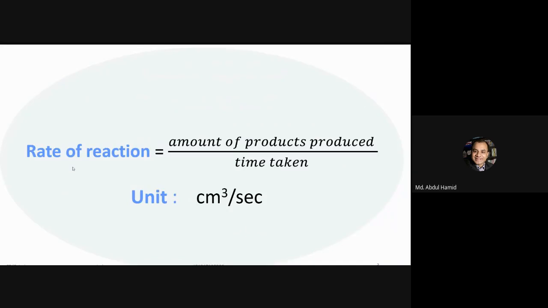So let us go in detail. The first one is the rate of reaction definition: amount of product produced per unit time, or you can define it as amount of reactant used per time taken, right? So the unit depends on the data given. If the amount is given in gram, the unit will be gram per second or gram per minute. It depends on how the data is given, time and the amount. This way the unit will come.